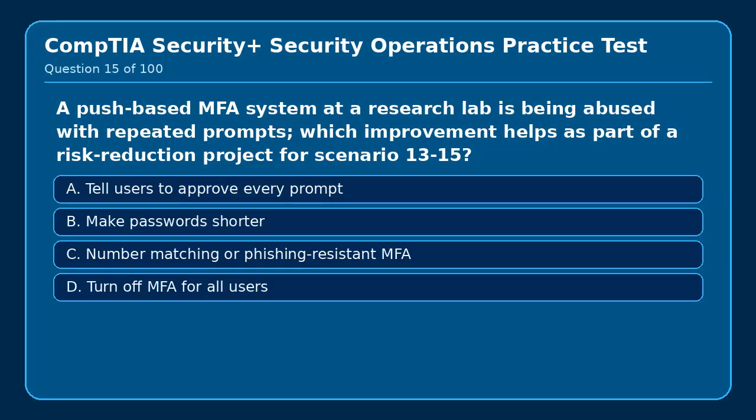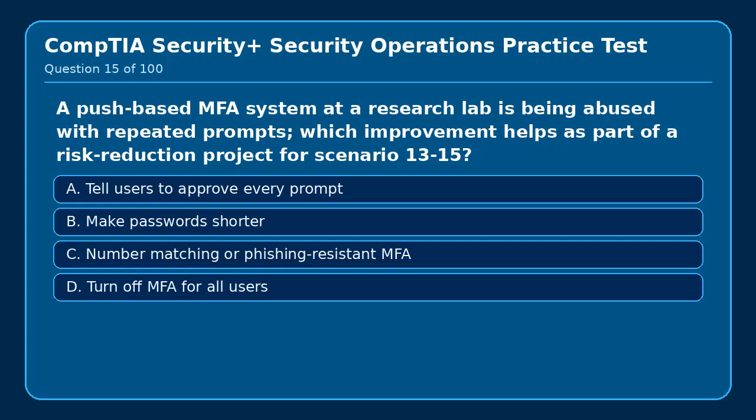Take a moment to choose your answer. The answer is C. Number matching or phishing-resistant MFA. Number matching and phishing-resistant methods reduce accidental approvals and push fatigue risk. Disabling MFA, approving every prompt, and shorter passwords weaken authentication.